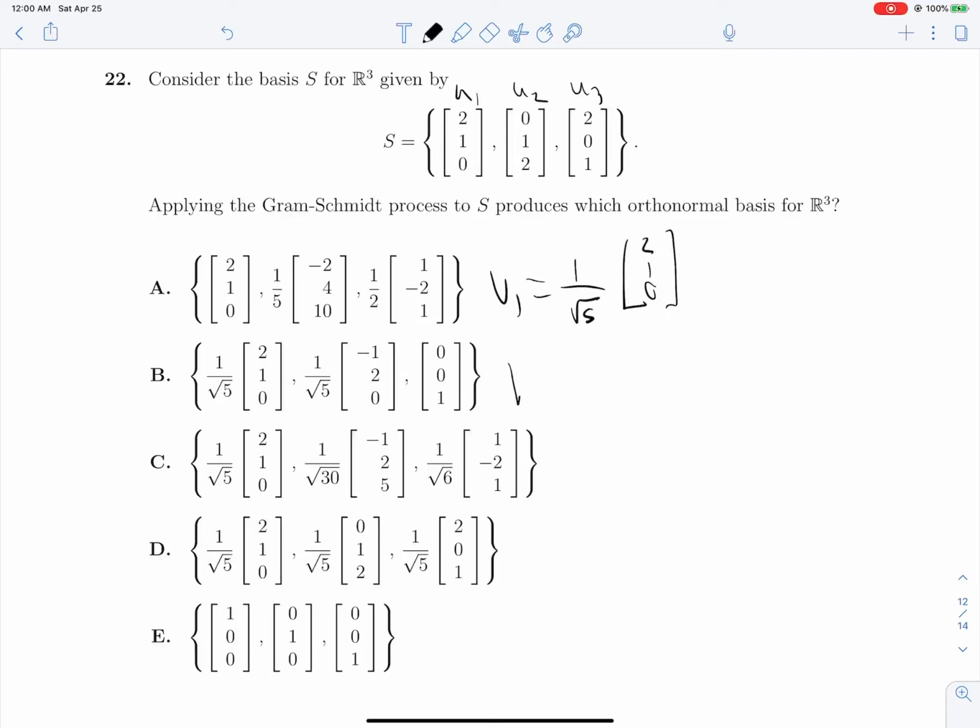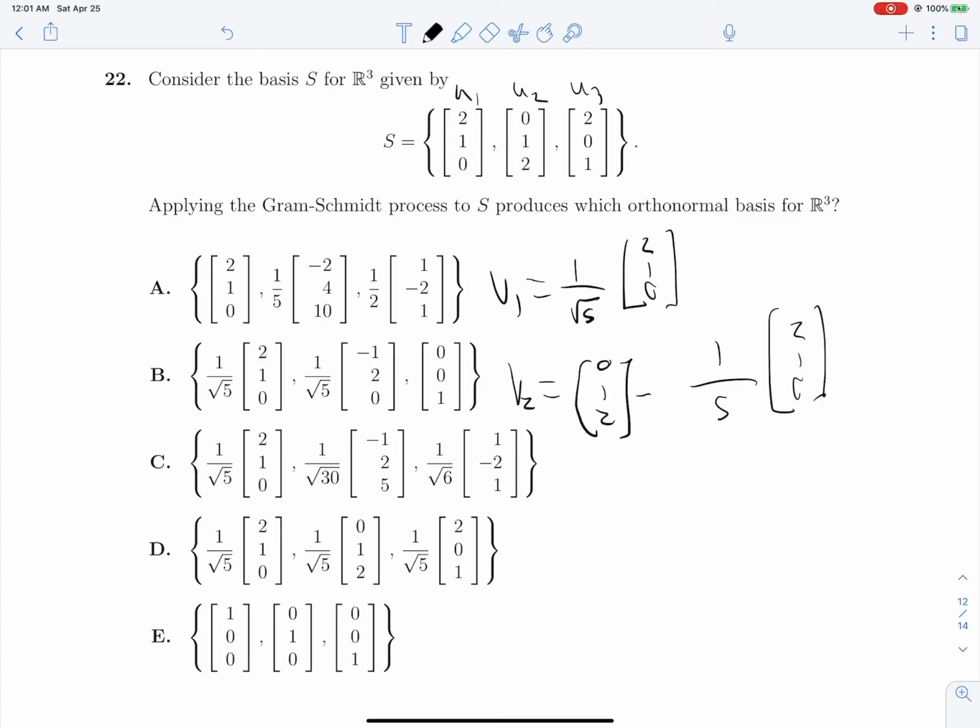So 1 over the magnitude of U is 1 over root 5 times 2, 1, 0. So now V2 is going to be U2, 0, 1, 2, minus U2's projection onto V1. That will be U2 dot V1 over V1 dot V1 multiplied by the vector V1. What you'll see is that in computing this, 1 over root 5 will be multiplied twice on the top of this expression and twice on the bottom, so we can completely ignore it. Let's take the dot product of V1, discounting that 1 over root 5, with U2. That will give us 1. And then V1 dot V1 gives us 5. And then we have V1 here, which is 2, 1, 0.